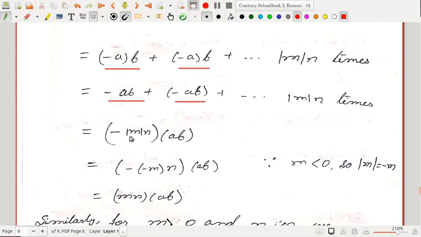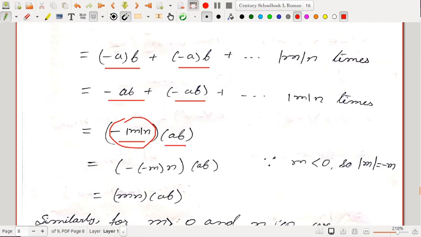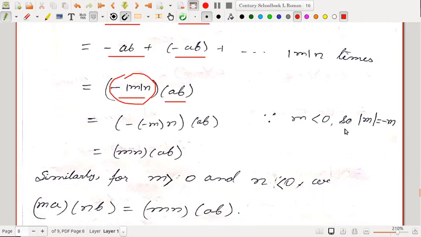And that is equal to minus of mod m into n times ab, because mod m into n is a positive integer, so minus of mod m into n is a negative integer. If the coefficient is negative, we have already explained the definition: it is equivalent to adding the additive inverse of this ab, mod m into n times. But m is less than 0, so what is mod m? If m is negative, then mod of m is minus m. So it's ultimately mn into ab.